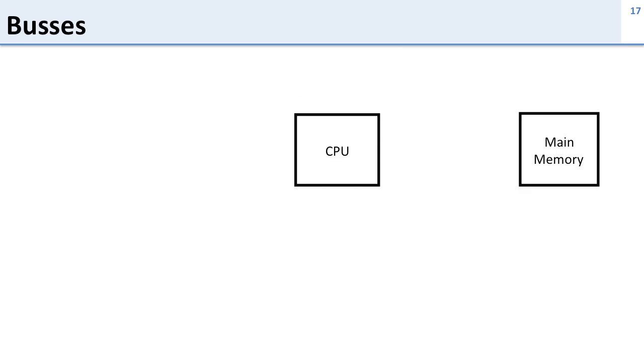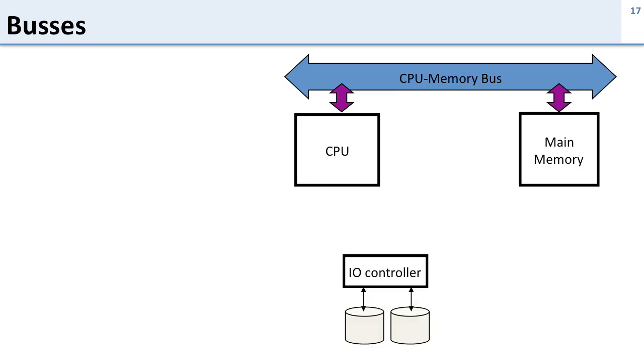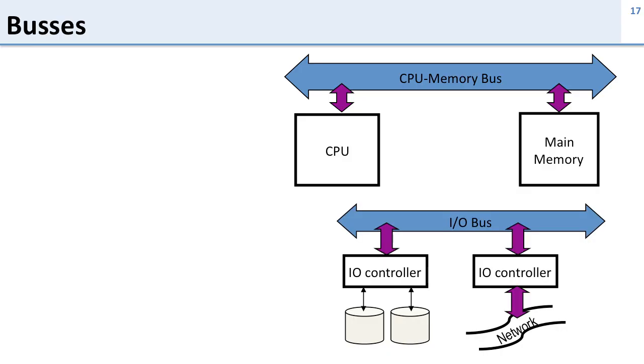So first of all, what is a bus and how are they used? If we have a CPU and memory and we want them to talk to each other, we're going to have a memory bus. This is a bus that sends addresses and data back and forth between the CPU and the main memory. Now if we also have some I/O controller, talking to hard disks or a network, we also want to be able to talk to that from the CPU. For that we're going to have a special I/O bus, and then we need some sort of an adapter or a bridge that communicates between the CPU bus and the I/O bus.